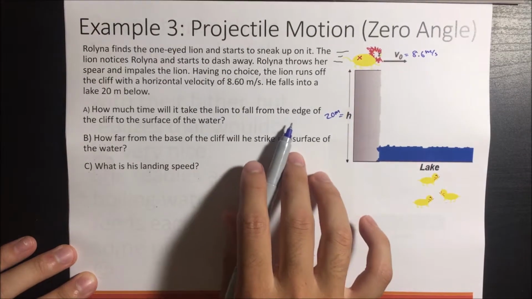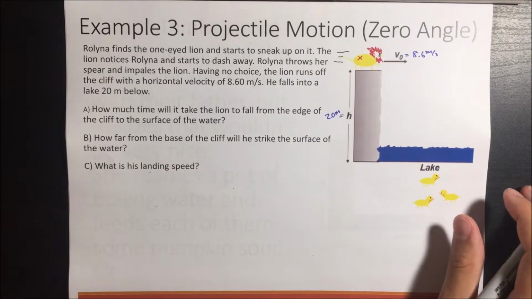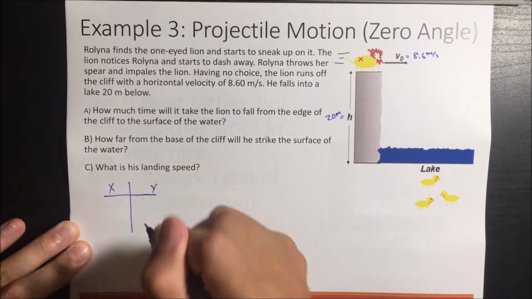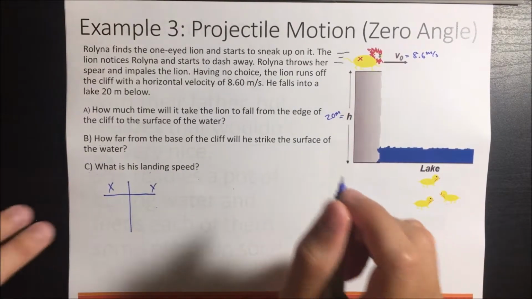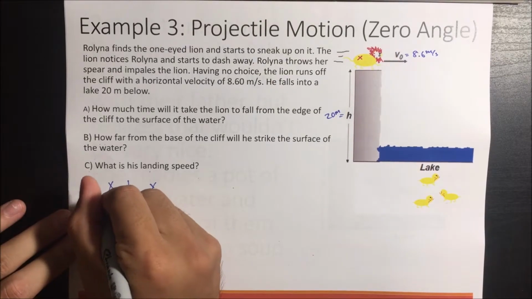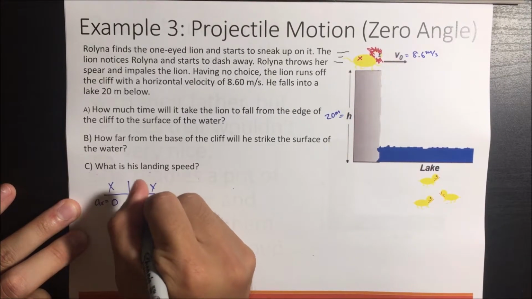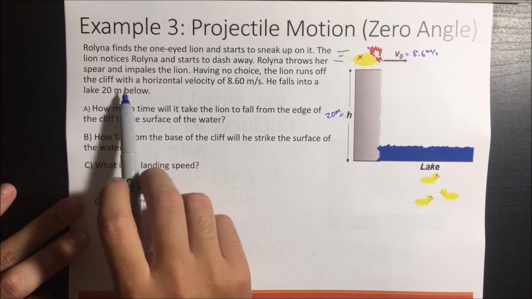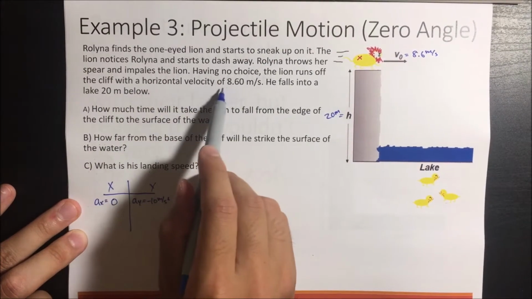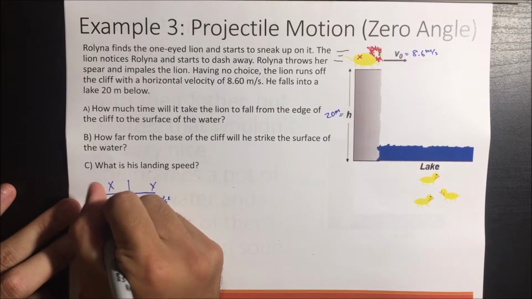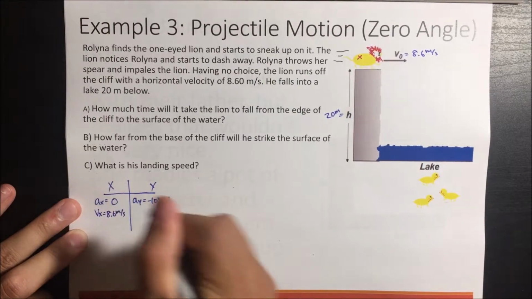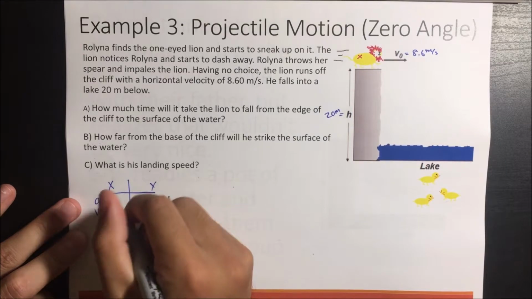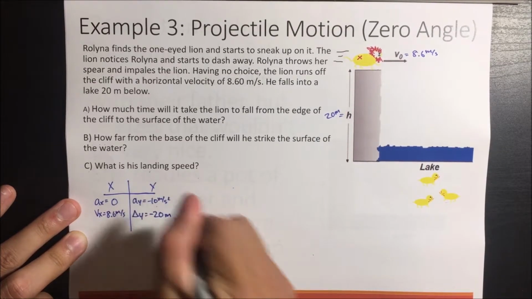How much time will it take the lion to fall from the edge of the cliff to the surface of the water? Alright, so again, we want to organize everything. So we want to see everything that's in the x direction and everything that's in the y direction. What we know is the acceleration. Again, we want to start with acceleration. The x is 0. Acceleration in y is gravity, negative 10 meters per second squared. Next, the lion runs off with a horizontal velocity of 8.6, so that means in the x direction, velocity in the x is 8.6 meters per second, and he falls into the lake 20 meters below, so it's going to be falling 20 meters. So displacement in the y is going to be negative 20 meters.